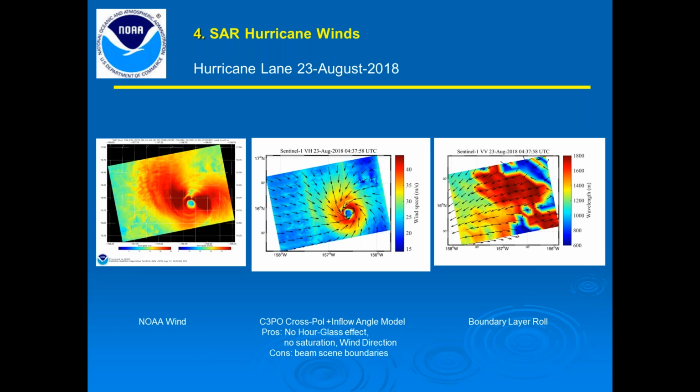So this is the first way to solve the problem, using the cross-pole image to get the hurricane wind. So there's no saturation. Studies have shown that this wind retrieval can be valid for winds up to 50 meters per second and above.